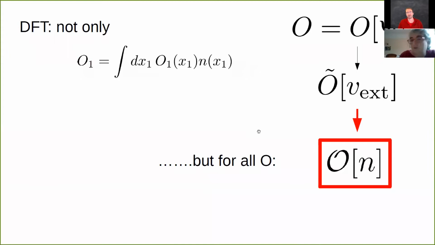This is not true for other observables, of course, but density functional theory tells us that in principle, every observable of ground state properties is a functional of the density, and evaluated at the ground state density, it will give us the correct result.